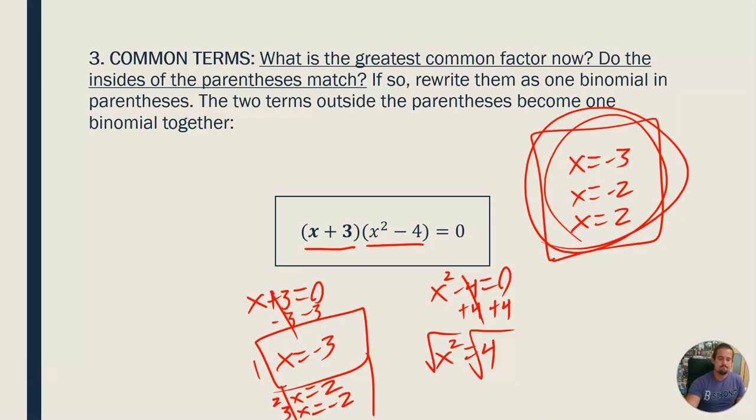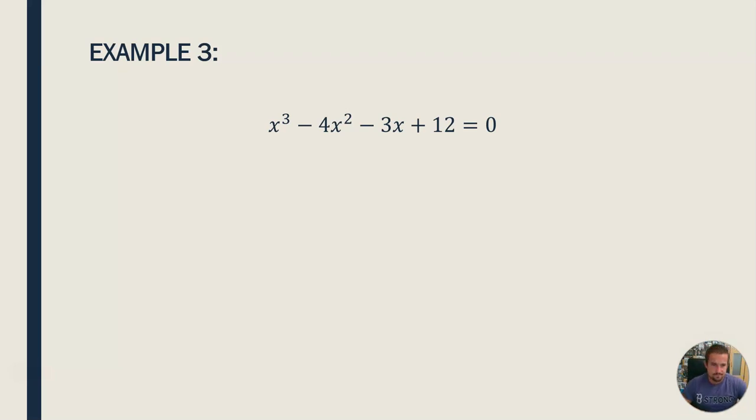Okay? Let's do another one. Here I have x cubed minus 4x squared minus 3x plus 12. This is a cubic polynomial with 4 terms. So let's factor this by grouping. Again, I'm going to split this into 2 pieces. The first 2 terms are the first group. The second 2 terms are the second group.